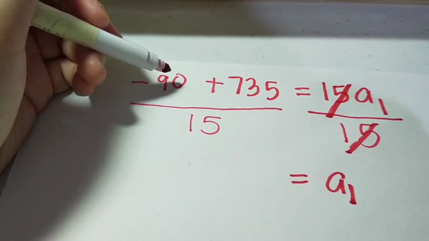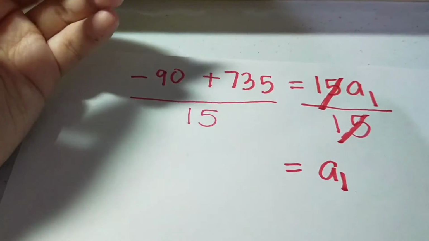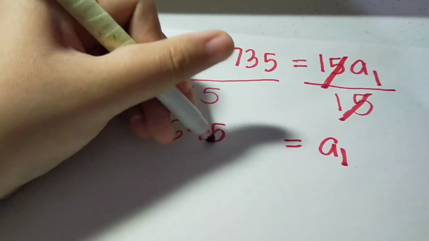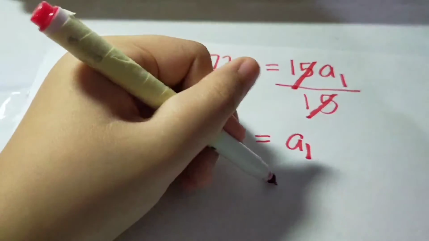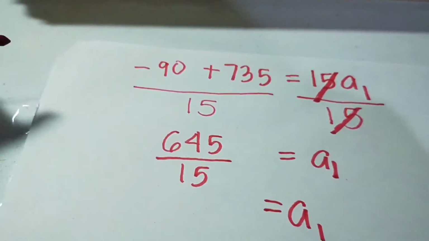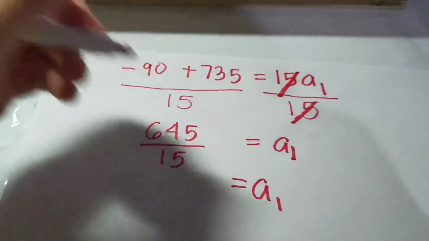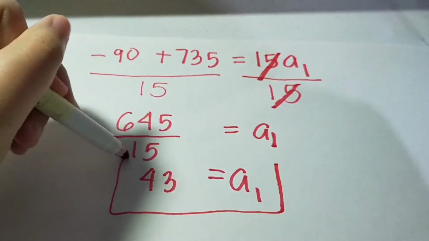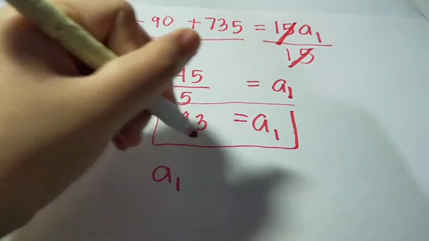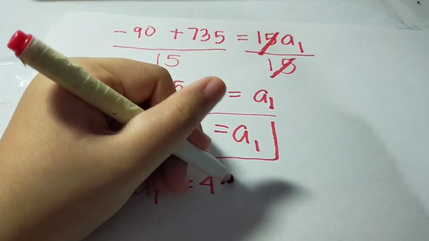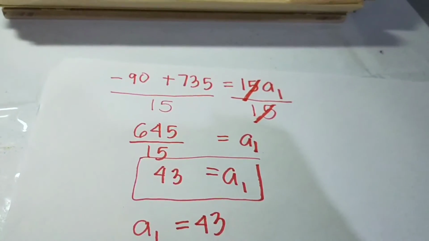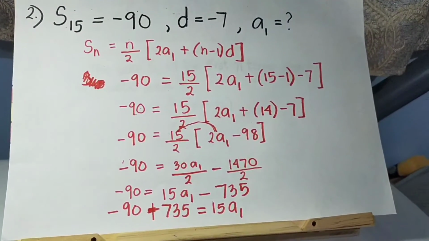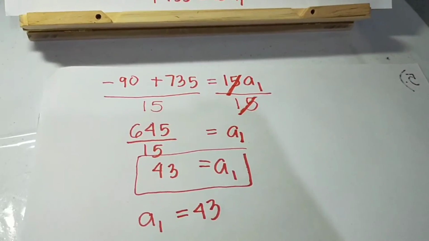So negative 90 plus 735 is equals to 645 over 15. So a sub 1 is equals to 645 divided by 15 is equals to 43. So yan ang ating final answer, or a sub 1 is equals to 43. Yan ang ating final answer. The first term is 43. Ang number 2 natin ay 43 ang answer.